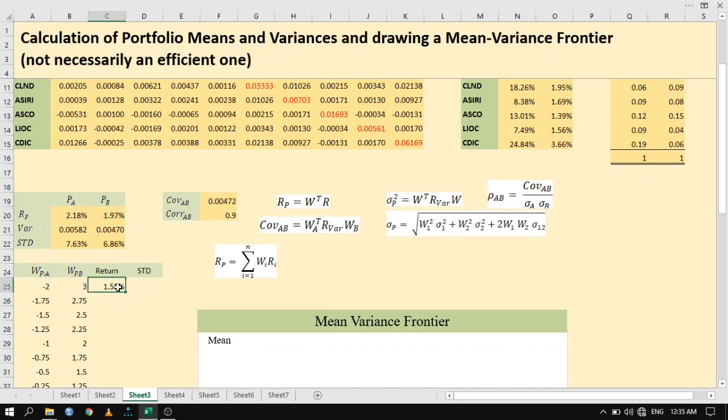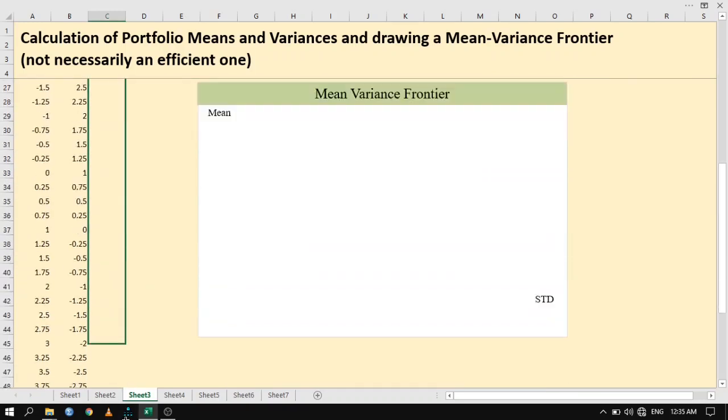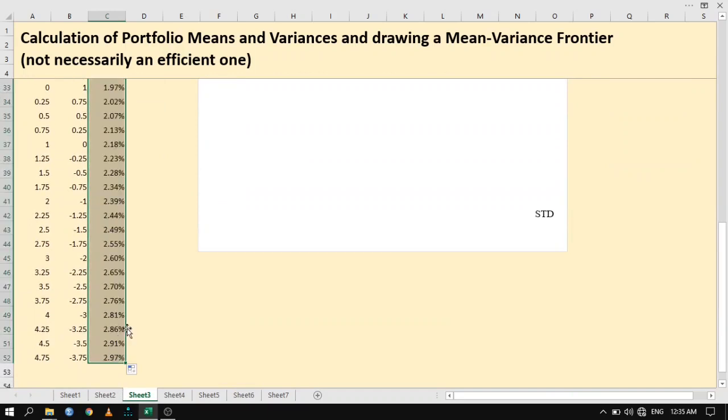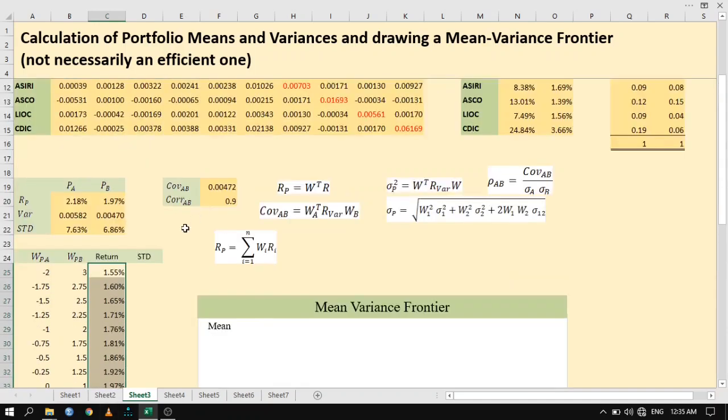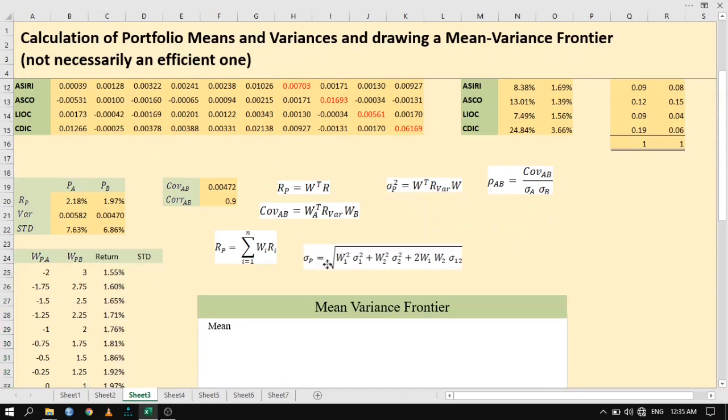Right, enter and copy it down. So you get these answers. Then calculate standard deviations. I'm going to use this formula to calculate the standard deviation. Standard deviation is equal to the square root of weight 1 to the power 2 times variance, plus weight 2 to the power 2 times variance, plus 2 times weight 1 times weight 2 times the covariance of the two stocks.